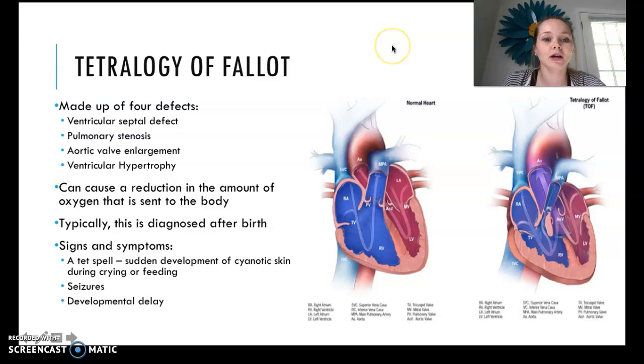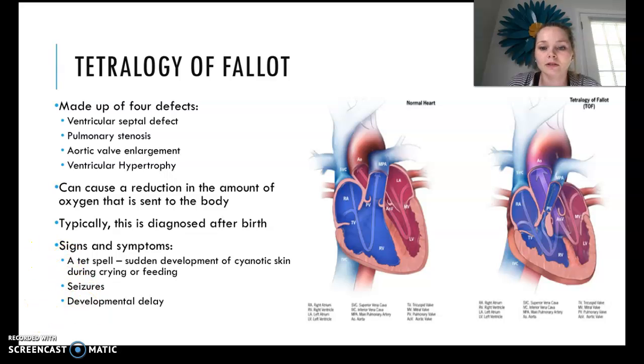Next is Tetralogy of Fallot, which is made up of 4 defects: ventricular septal defect, pulmonary stenosis, aortic valve enlargement, and ventricular hypertrophy, which just means, when you hypertrophy your muscles, they are bigger. Anyways, this can cause a reduction in the amount of oxygen that is sent to the body. Typically, this is diagnosed after birth. Some signs and symptoms are tet spells, which is suddenly you're feeding your baby and they turn blue. A tet spell is referring to them becoming increasingly cyanotic with either crying or feeding or anything, like a temper tantrum, whatever it may be.